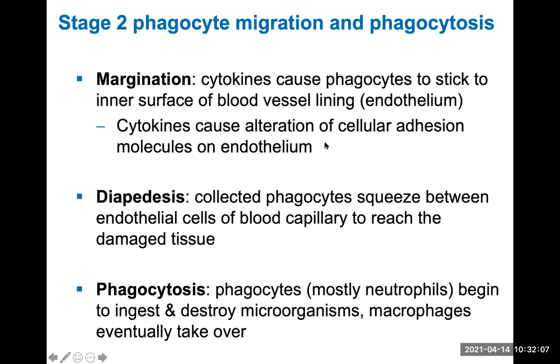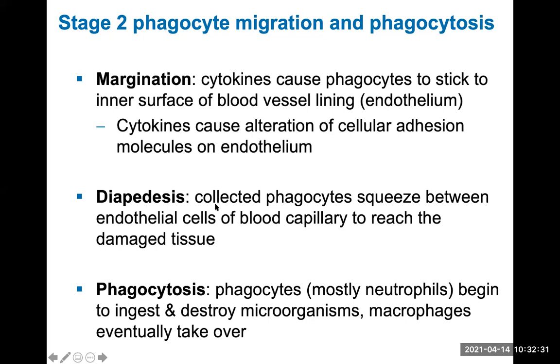And there's two stages. There's a slow rolling from a weak interaction, and then there's a completely stopping of the white blood cell, so a very strong bond, and then that really leads into allowing the white blood cell to squeeze through.